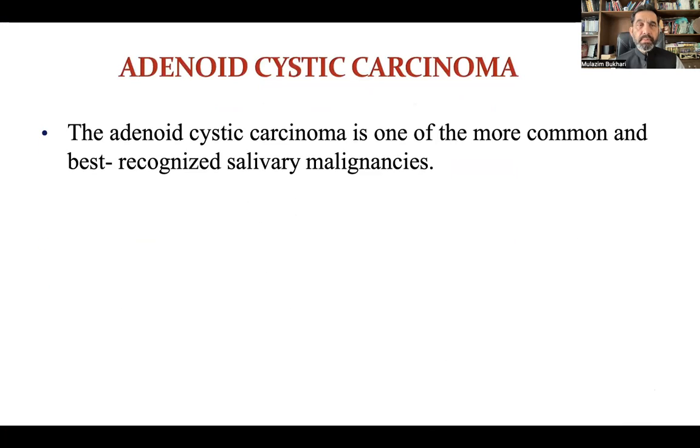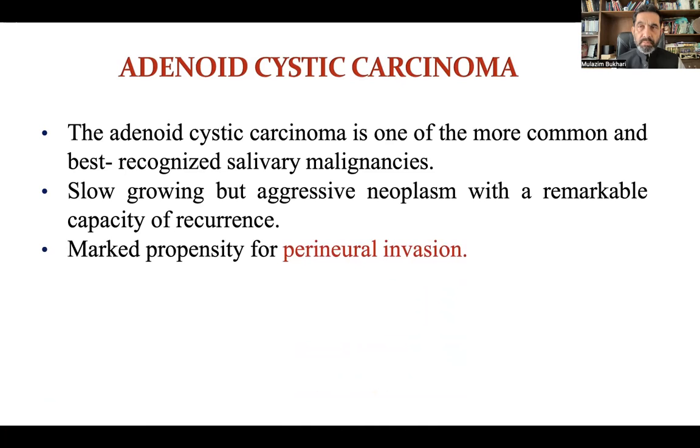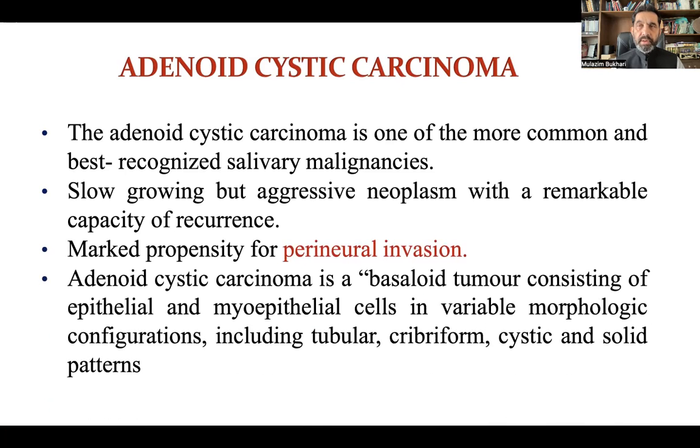What is adenoid cystic carcinoma? By definition, adenoid cystic carcinoma is one of the more common and best recognized salivary gland malignancies. It can occur in minor salivary glands, with prominent perineural invasion, and is a basaloid tumor consisting of epithelial and myoepithelial cells in different patterns. The most important patterns are the cribriform pattern, tubular pattern, and solid pattern.